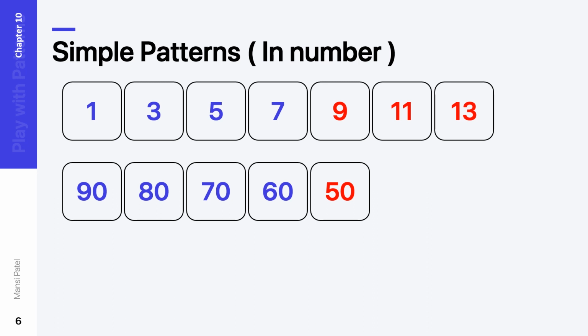50 minus 10 is 40, and again 40 minus 10 becomes 30. So this is the number pattern.